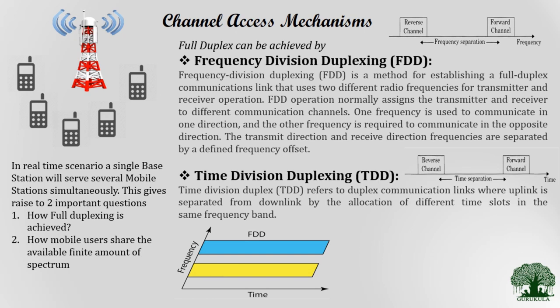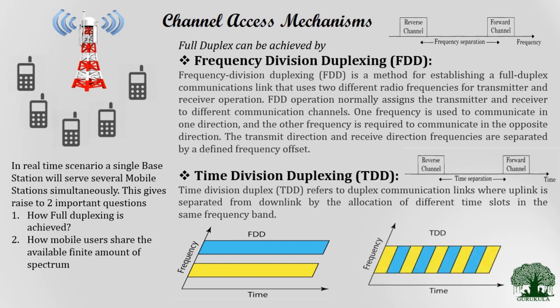So I will allot blue to represent one frequency set and yellow to represent the other frequency set. This actually represents time division duplexing, where you could see the entire frequency is used for the forward channel over a particular period of time, and then the entire frequency is used as a reverse channel over a particular period of time, and this forward and reverse will be happening in a cyclic fashion. So this concept exactly depicts time division duplexing, and this concept exactly depicts frequency division duplexing.